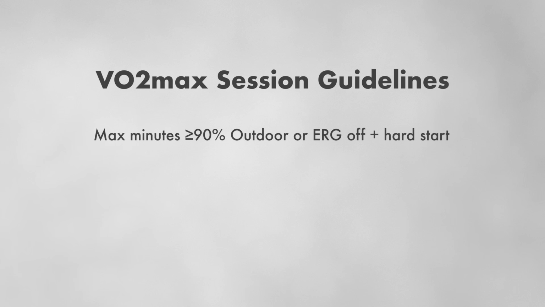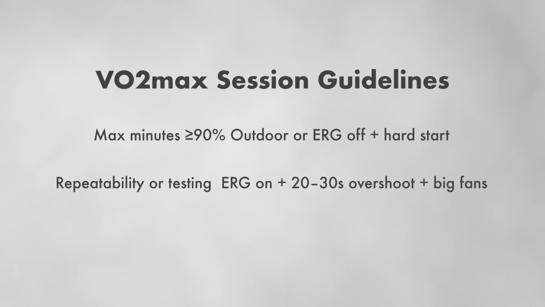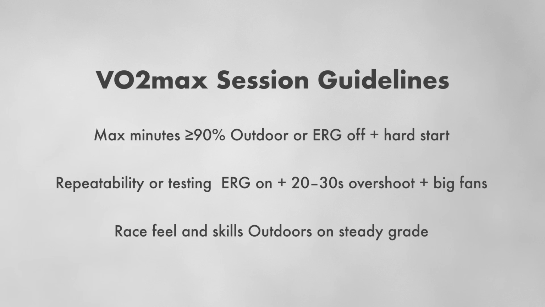I just want to wrap up here though with some rules of thumb, because I have shown you these three different workouts. If your goal is maximum minutes at or above 90% of VO2 max, go self-paced with a hard start. So that is either outdoors or with erg mode off. If you need repeatable pacing, then use erg mode on, but you still need to add that overshoot with cadence and you still want to be cooling yourself effectively.